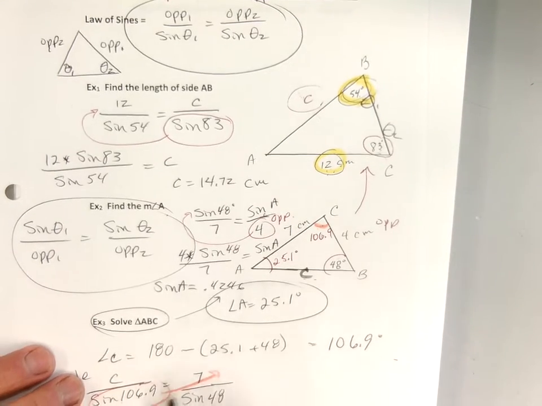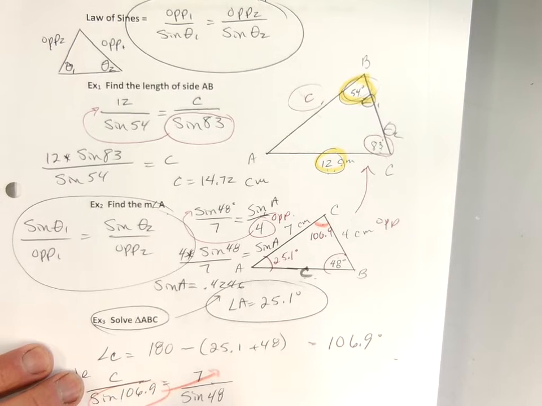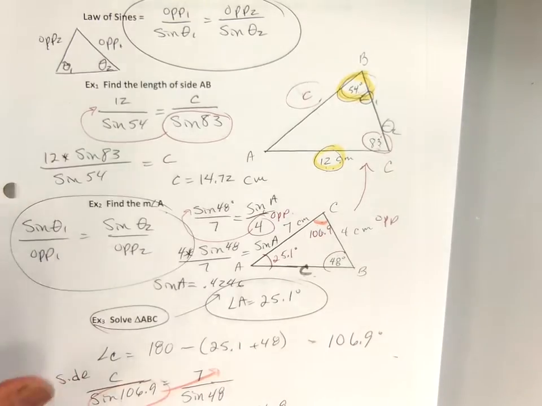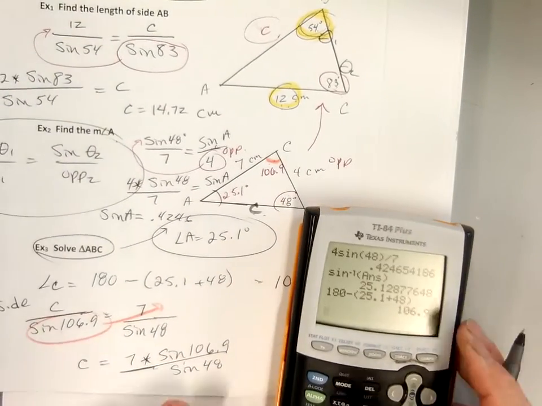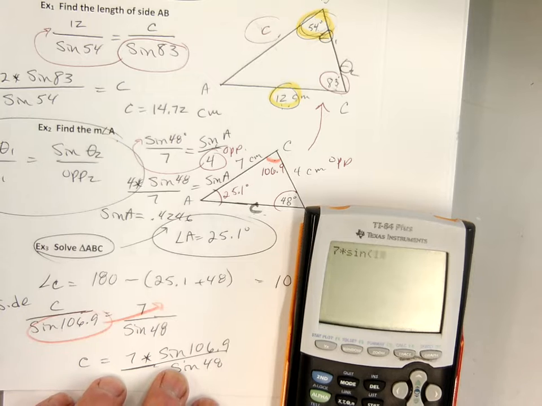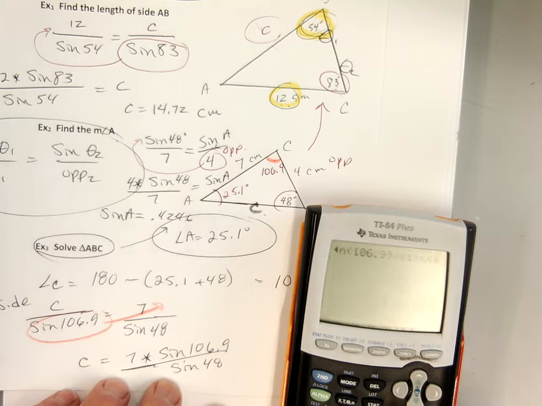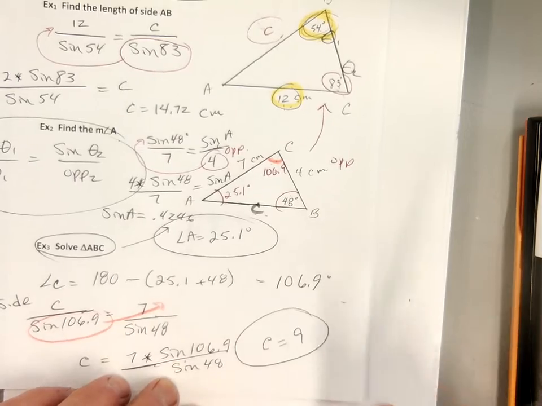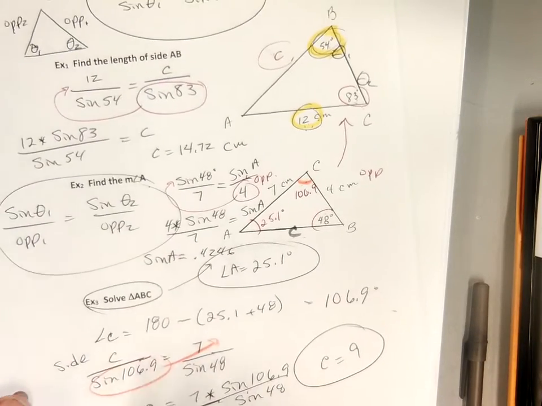So multiply that up, because that's just a number. I'll go C is equal to 7 times the sine of 106.9 divided by the sine of 48. Okay, right? We did learn this last year, but my guess is probably nobody remembers. It was COVID. 7 times the sine of 106.9, close that parentheses, divided by sine of 48, and I get an answer of about 9. Hopefully you can do this. It's all about opposites.